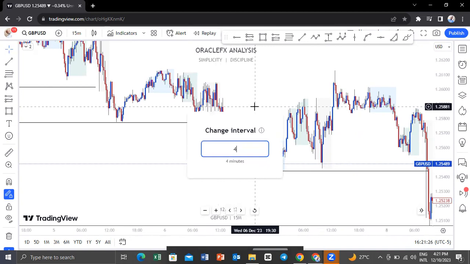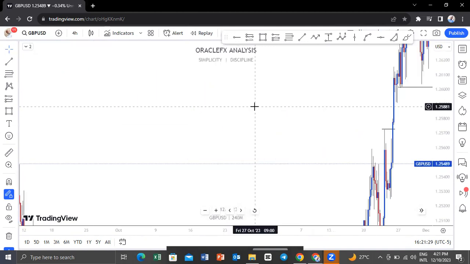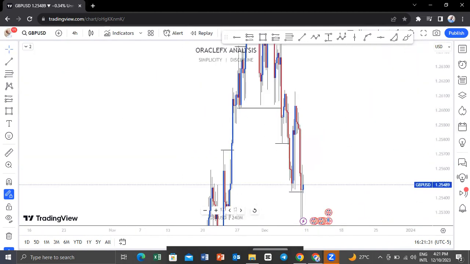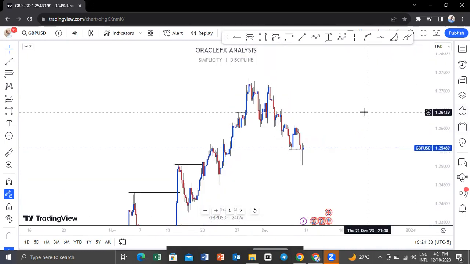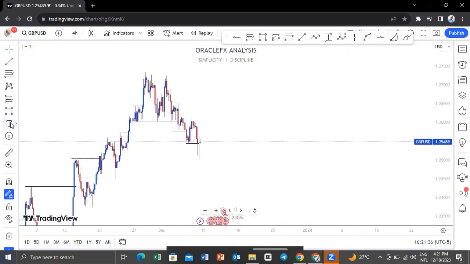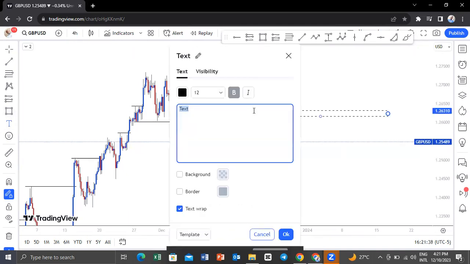So remember what I was telling you about expansion and contraction. In the market we have two different things that are happening. It's either the market is trending or the market is ranging. So another word for trending is expansion, and another word for ranging is contraction.